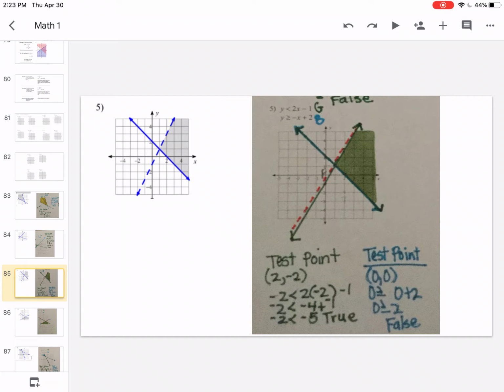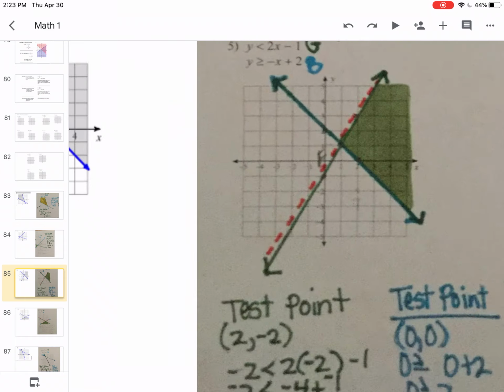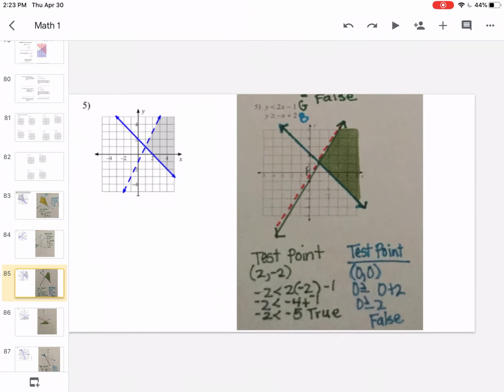So I did negative 2 and negative 2, and put that in, and it was true. So I know it's going to include those points, 2 and negative 2. And then I did 0, 0 was false. So I knew it wasn't going to include 0, 0.